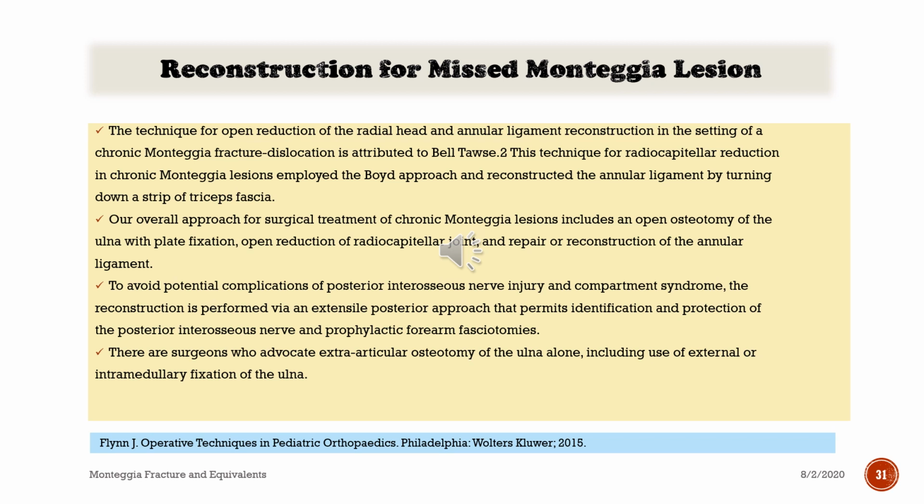Our overall approach for surgical treatment of chronic Monteggia lesions includes an open osteotomy of the ulna with plate fixation, open reduction of the radiocapitellar joint, and repair or reconstruction of the annular ligament. To avoid potential complications of posterior interosseous nerve injury and compartment syndrome, the reconstruction is performed via an extensile posterior approach that permits identification and protection of the posterior interosseous nerve and prophylactic forearm fasciotomies.